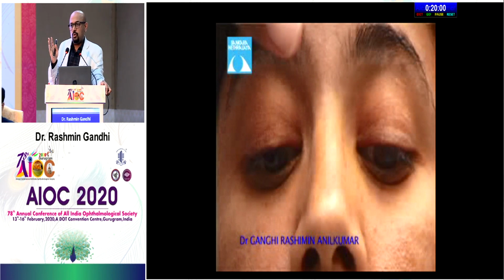So if you are asked about localizing a lesion in a case of nystagmus, and if you say cerebellum or brainstem, most of the instances you'll be right. This patient had Arnold-Chiari malformation, and the nystagmus was localized to cerebellum.